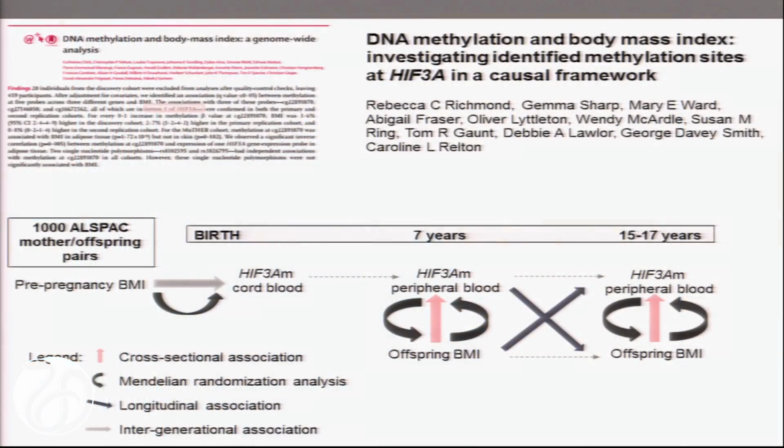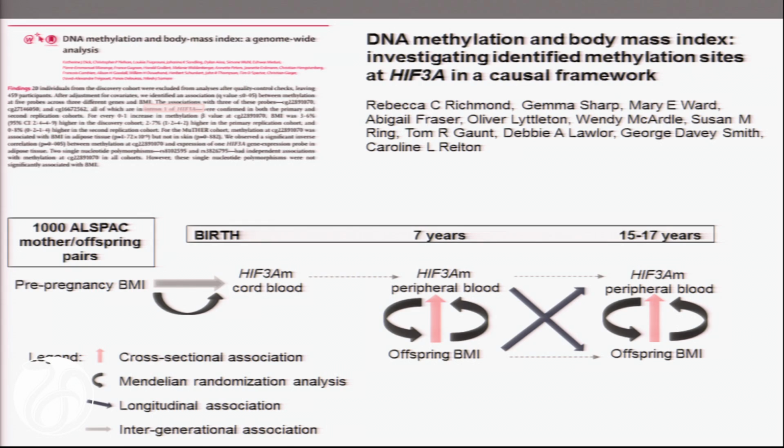We've taken our 1,000 mother-child pairs, for which genome-wide methylation data have been generated, and we've focused on methylation sites in this HIF3 alpha gene reported in the paper here. We're interested in knowing whether mum's BMI is changing infants' cord blood methylation, so we can look at that observationally and through a Mendelian randomization approach.